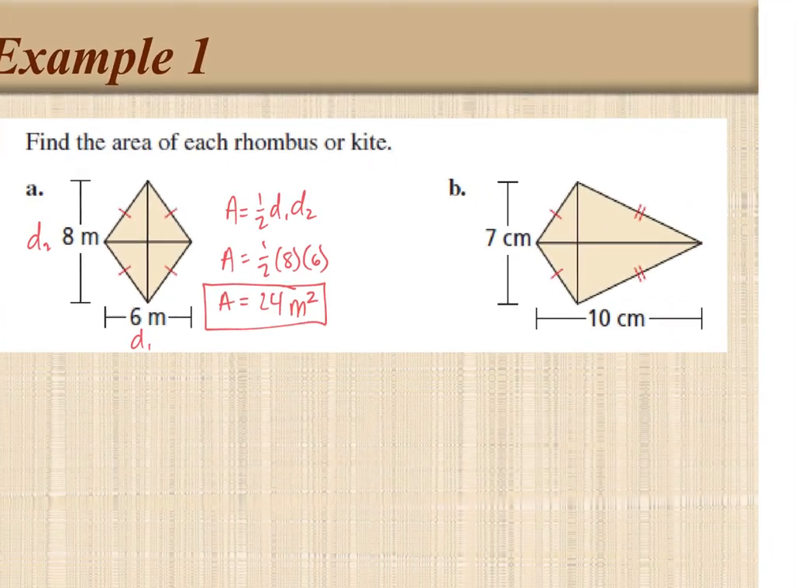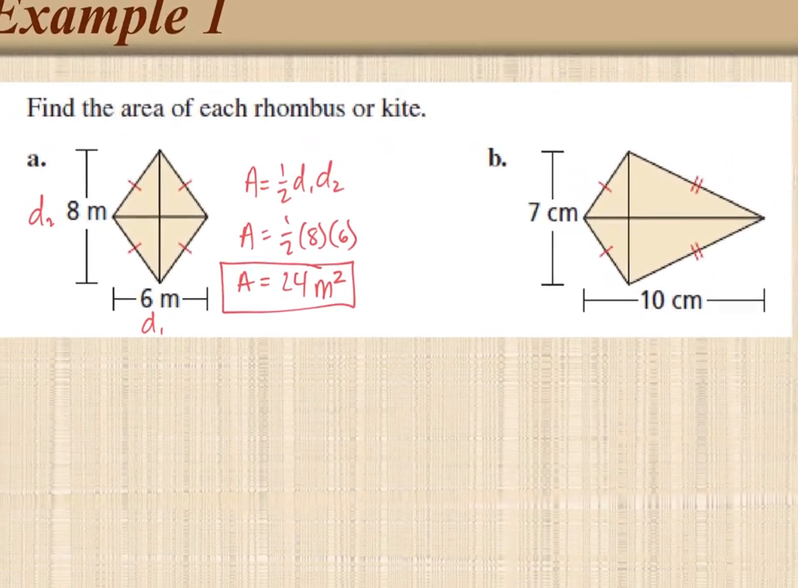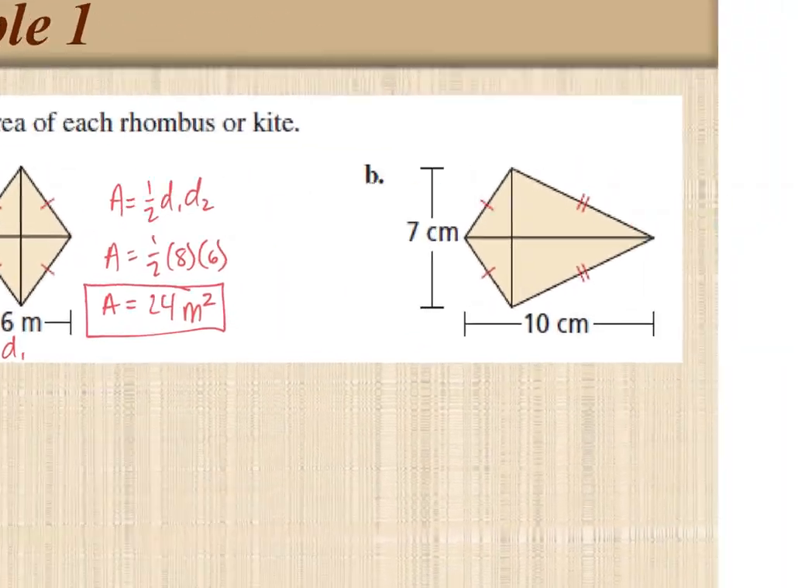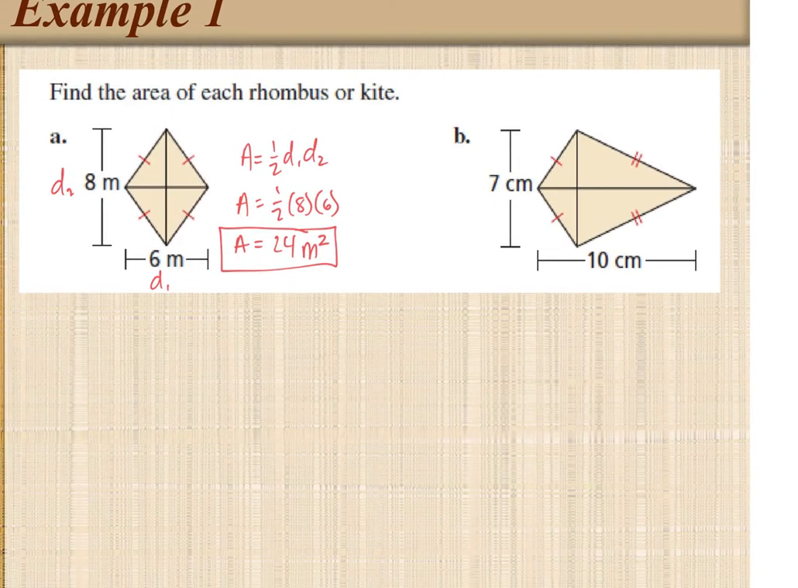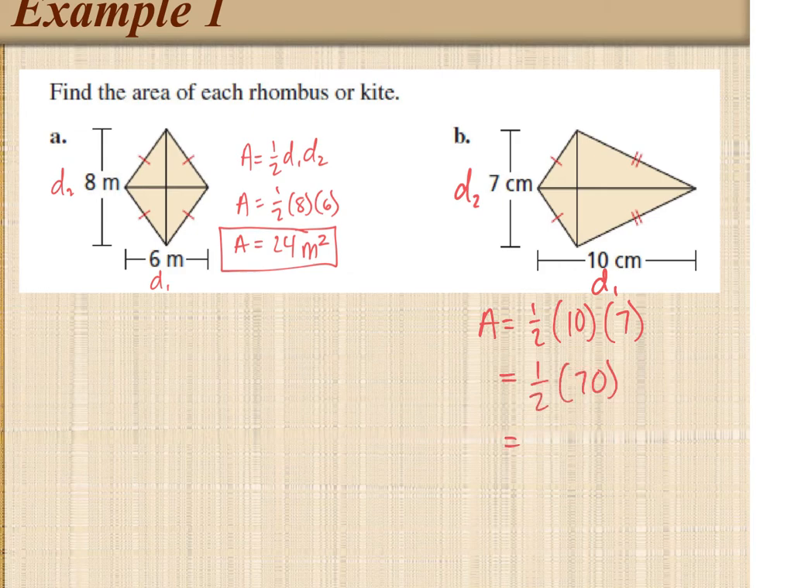Okay? All right, let's do B. What kind of shape is B? The first one was a rhombus, right? This one's a kite. Can we use the formula? Yes, it's the same formula for both of those shapes. So let's make this D1. Let's make this one D2. We're just going to say that our area is 1/2 times 10 times 7. Does it matter the order? No, not really, okay? So we would do 1/2 times 70, which is 35. And we put centimeters squared. Pretty basic, right?